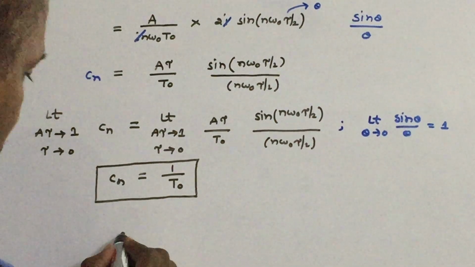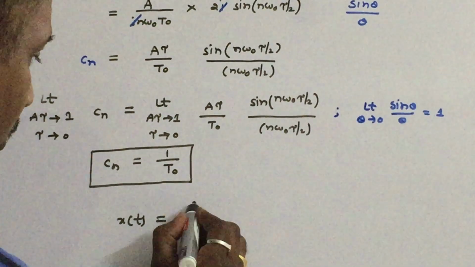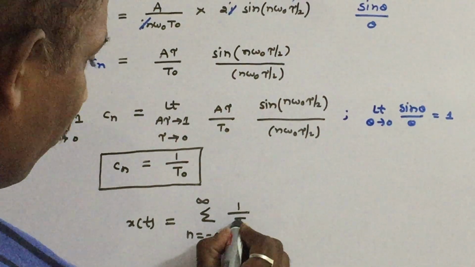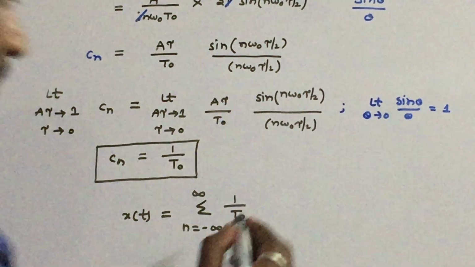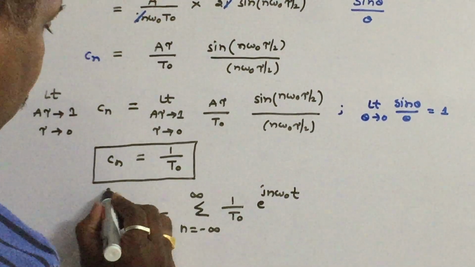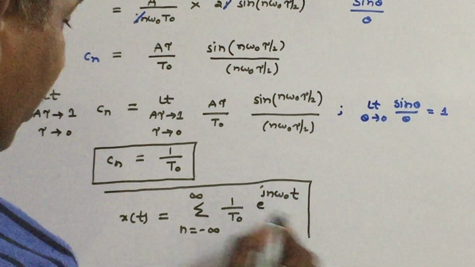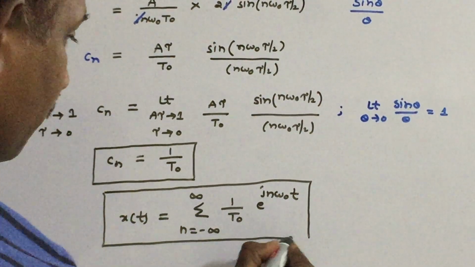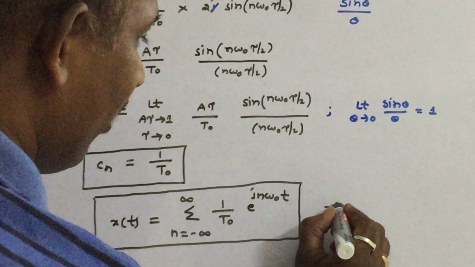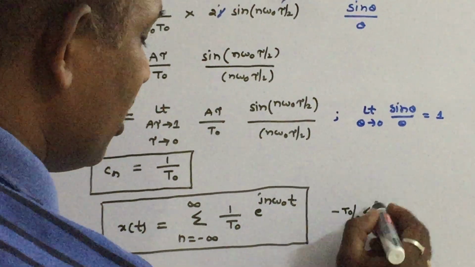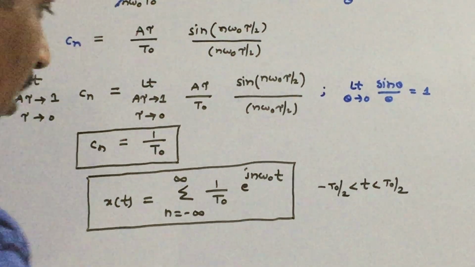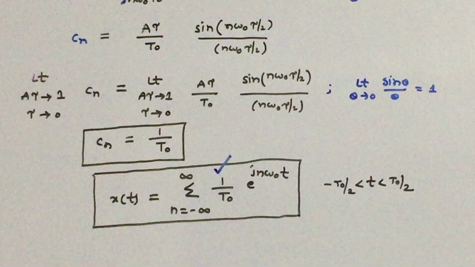So let us substitute in the exponential Fourier series. Then what you can write: sum over n equal to minus infinity to infinity, in place of Cn, 1 by T naught, the time period of the impulses, e power j n omega naught t. So this is the answer for this very important problem for competitive examinations. You just have to remember 1 by T naught. The interval we have considered is minus T0 by 2 less than t less than T0 by 2. So this is the answer for this very important problem.